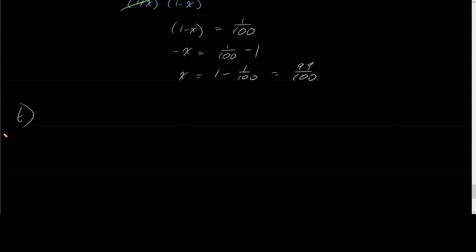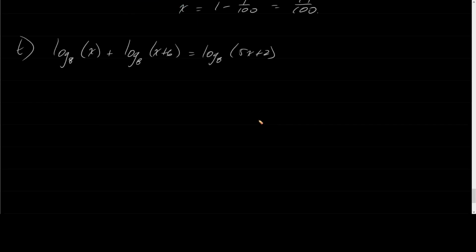Let's say that I have log base 8 of x plus log base 8 of x plus 6 is equal to log base 8 of 5x plus 2. The very first thing I'm going to do is apply the rules of logs to have at most one log on each side. So on the left side, I'm going to write it as log base 8 of x times x plus 6. The right side, leave it alone.